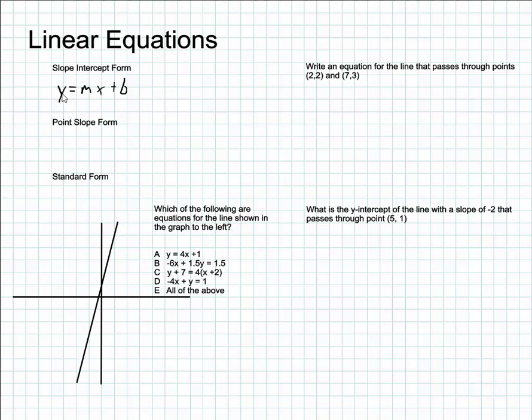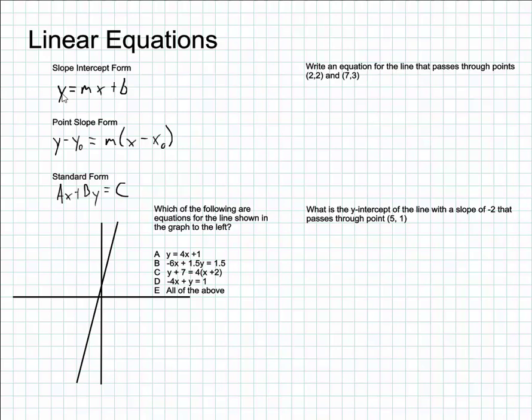Point-slope form, which takes on the form y minus y observed is equal to m times x minus x observed, is useful if we know the slope of a line and a single point anywhere on the line. Likewise, if we know 2 points on the line, we can calculate the slope, and then we can pick one of the points to plug in for y observed and x observed. Standard form looks like ax plus by equals c.